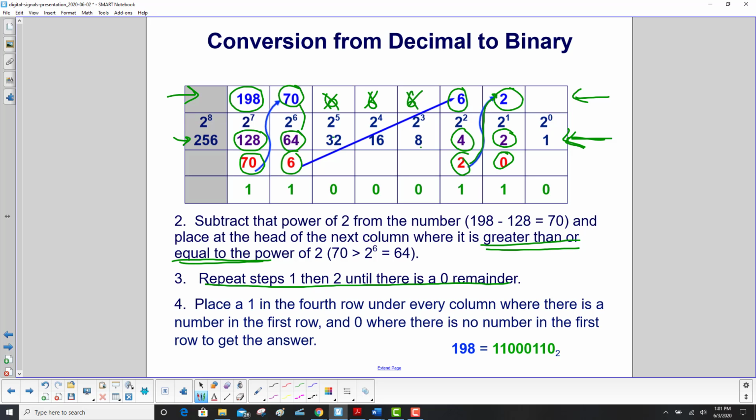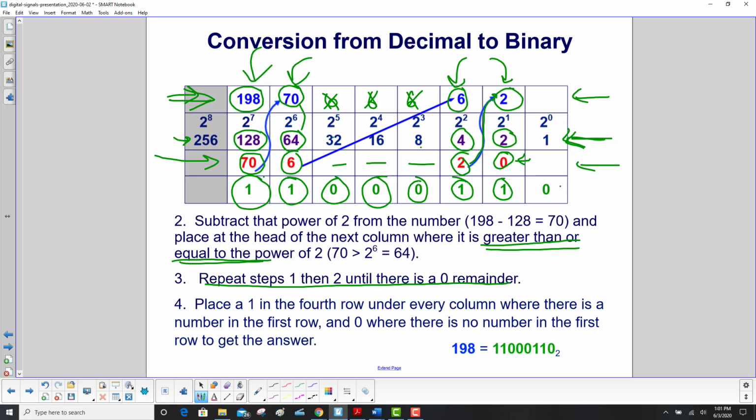The last step, and this is the fun part because it's frankly the easiest part of the whole table: wherever I have a number in this row, put a 1 in the last row. So 1, 1, 0, there's nothing here, 0, nothing here, 0, 1, 1, and then 0. Okay, because you might say, well, why do I have a 1 there? Isn't there a 0 there? Yes, but you have to look at this column here. As long as I have numbers in that row for those columns, I can put a 1 there. So here's my final answer. Here's what 198 is equal to.